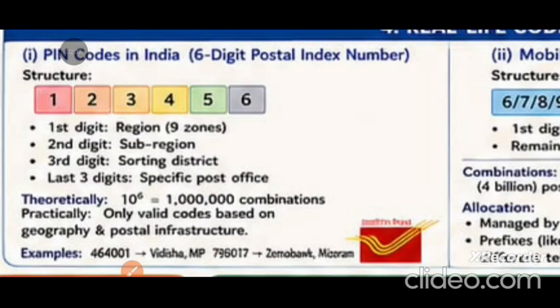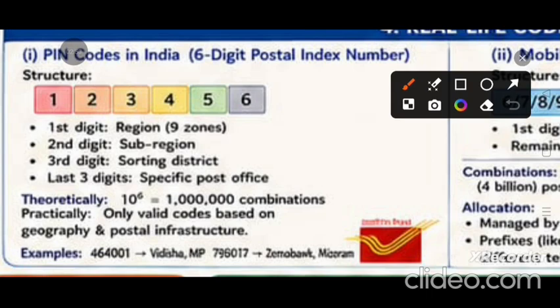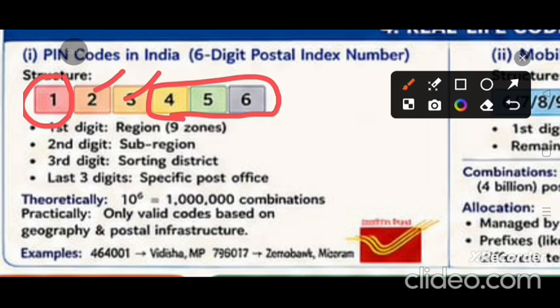Now let's learn how real life codes get generated. PIN codes in India, these are Postal Index Numbers, and these numbers have 6 digits, where the first digit refers to the region. There are 9 regions. Out of these 9 regions, the first digit tells which region it belongs to. The second digit represents the sub-region. The third digit represents the district, and the last 3 digits represent the specific post office.